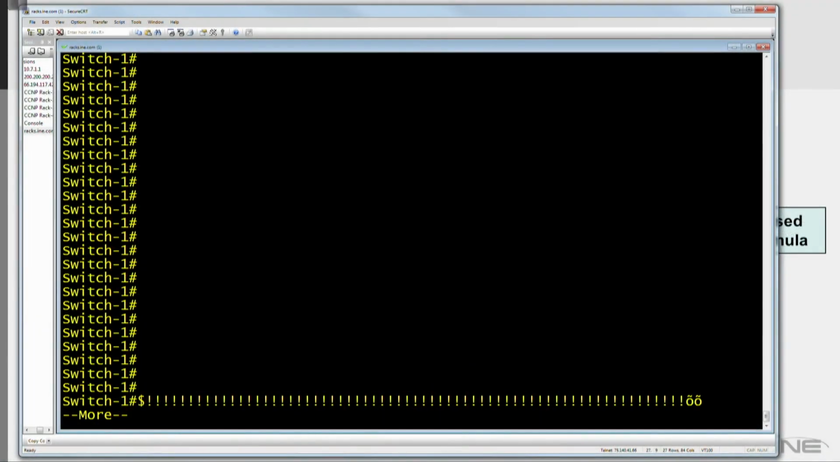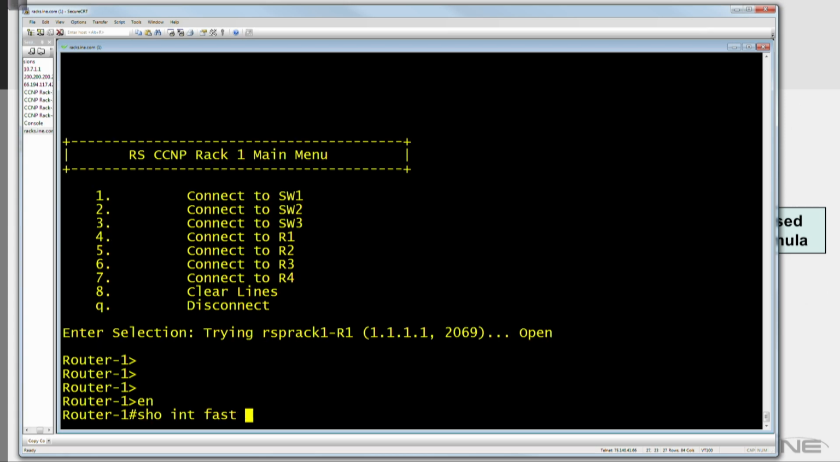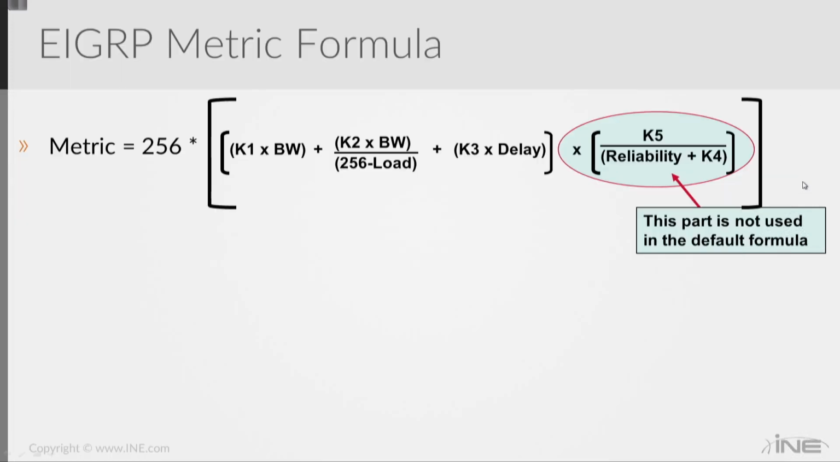So for example, if I go to router 1, show interface FastEthernet 0/0. So if I tell EIGRP by using the network command that I want to activate on this interface and I want to advertise the 111 network, in order to come up with a distance value for this, it's going to take the bandwidth, the delay, the reliability, and the load. It's going to take those values and plug them into this formula. So that's where these values are coming from: bandwidth, delay, reliability, and load. It's actually coming from the interface itself.